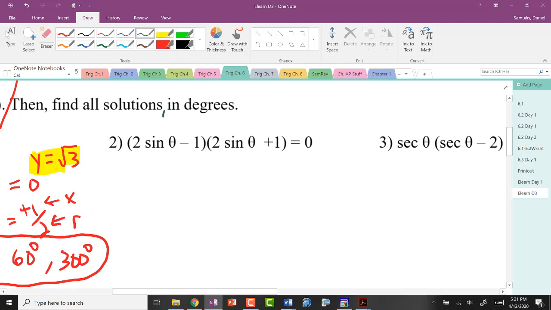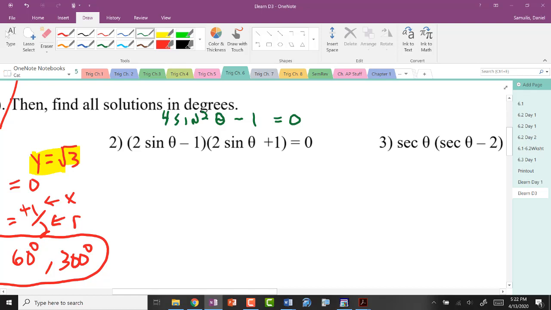You know where this comes from? This comes from 4 sine squared theta minus 1 equals 0. This is what Monday's question is going to look like. Now, if you're confused, put your earmuffs on and don't listen to this part, but that's factoring by a difference of two squares. 2 sine times 2 sine is 4 sine squared, plus minus gives me opposites there, 1 times negative 1.